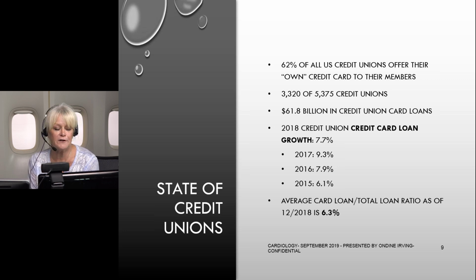We have 3,320 credit union card issuers in the country, 61.8 billion in card loans. And last year, card loans for credit unions, according to NCUA, which is where I get all my data, grew 7.7%. And I've listed also the previous years. 2017 was 9.3, 2016 was 7.9, 2015, 6.1.